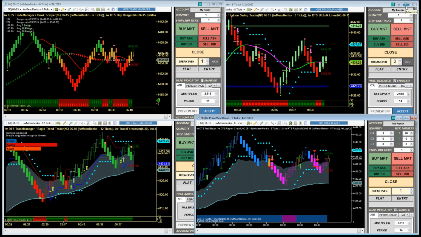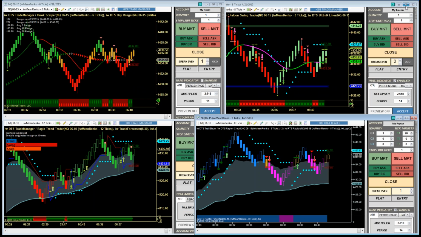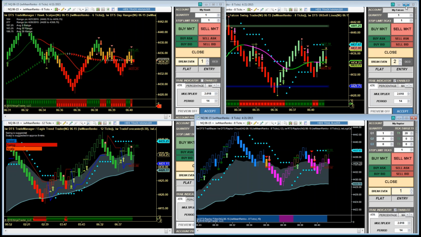Oh, this market very much sideways. Yeah, lots of yellow bars.